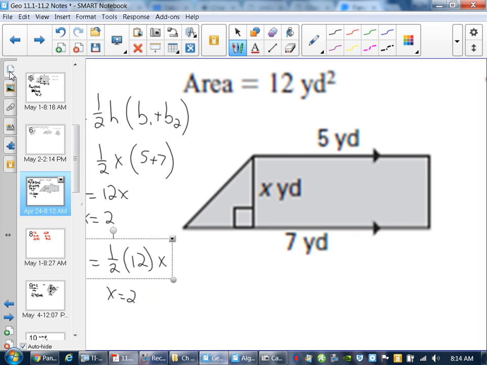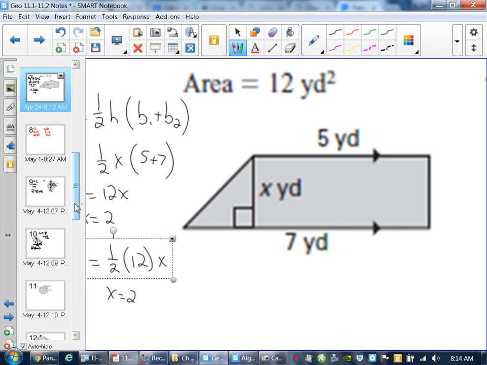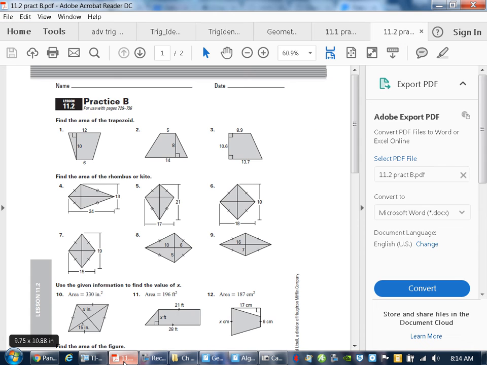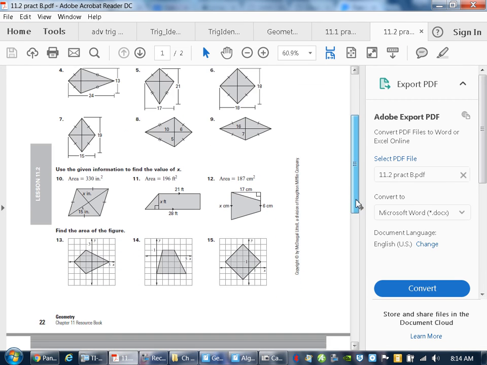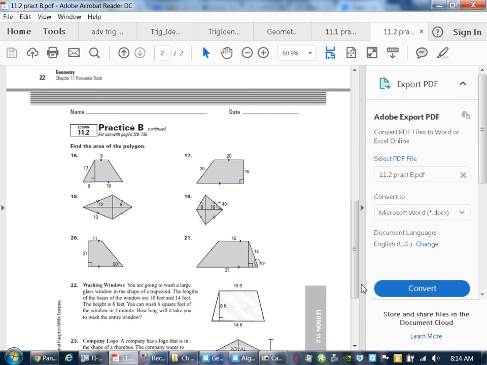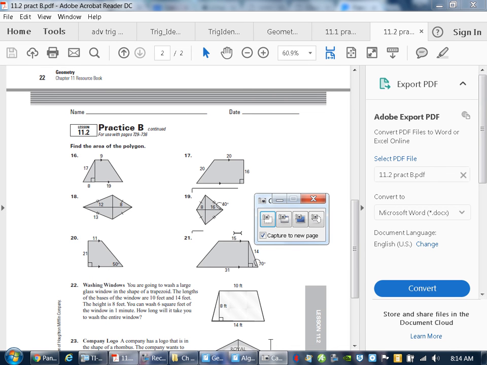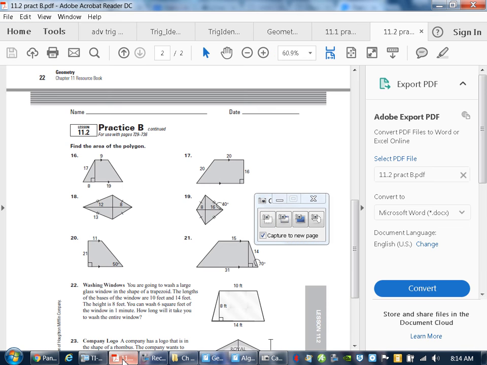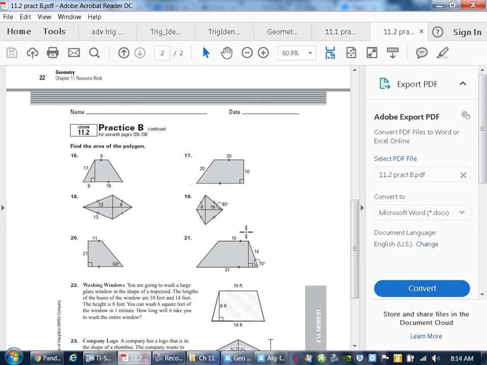You get the one with the trig in it. You just want to figure out x or the area. That was just solve for x, because it gave you the area and it was asking you to find the missing part. That's all.